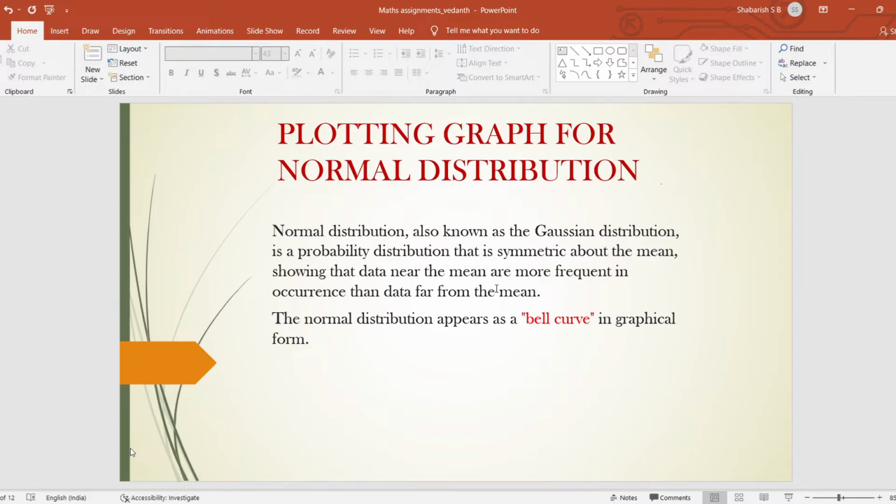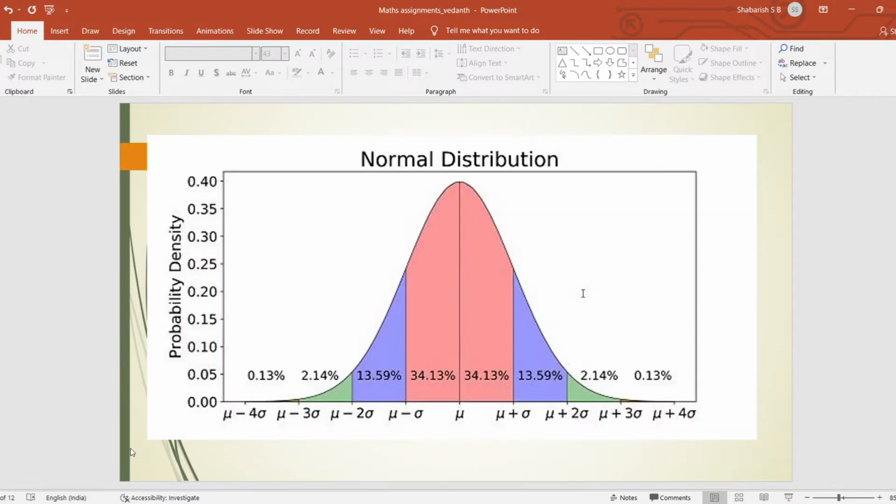In normal distribution, I want you to remember that when we graphically represent it, we obtain a bell-shaped curve. That curve I will show you. This is the curve that we obtained. Remember this for our further reference. On the y-axis is the probability density, and on the x-axis we are considering the mean. This is the graph we are going to obtain later in this video.